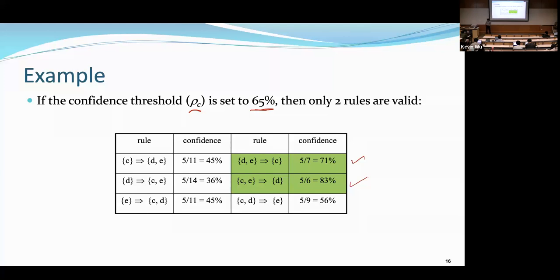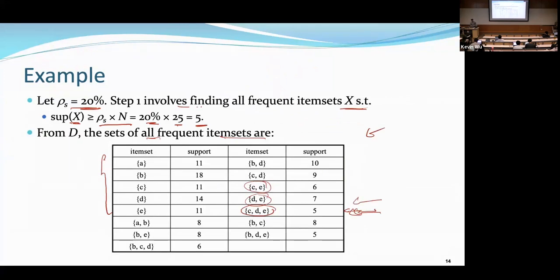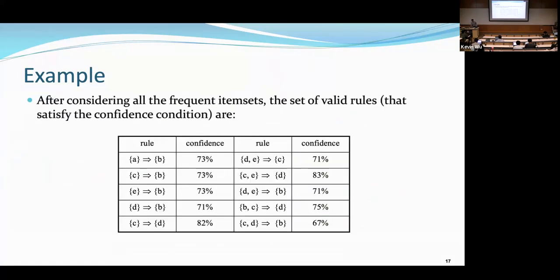So if you repeat this process for all of the frequent item sets that we found in step 1, and for each one of them, do the partitioning, derive all the candidate rules, check the candidate rules' confidence, eventually what you will get is this result. This table shows all the valid association rules that we could discover from our data sets. Here we have 10 of them, and we show the confidence values of all of these rules. They all exceed the 65% threshold.